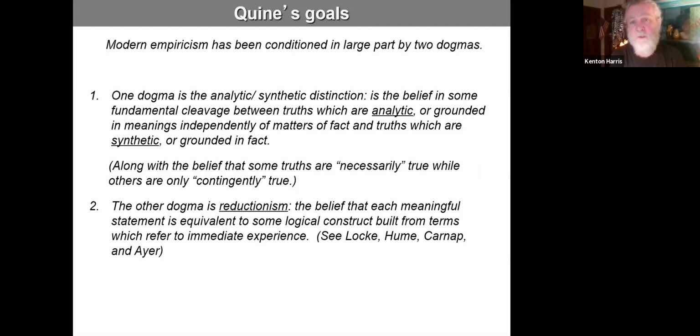So one dogma is the analytic synthetic distinction. It's the belief that there is some fundamental cleavage between truths which are analytic, or grounded in meanings independent of matters of fact, and truths which are synthetic and grounded in the facts themselves, along with the belief that some truths are necessarily true while others are only contingently true.